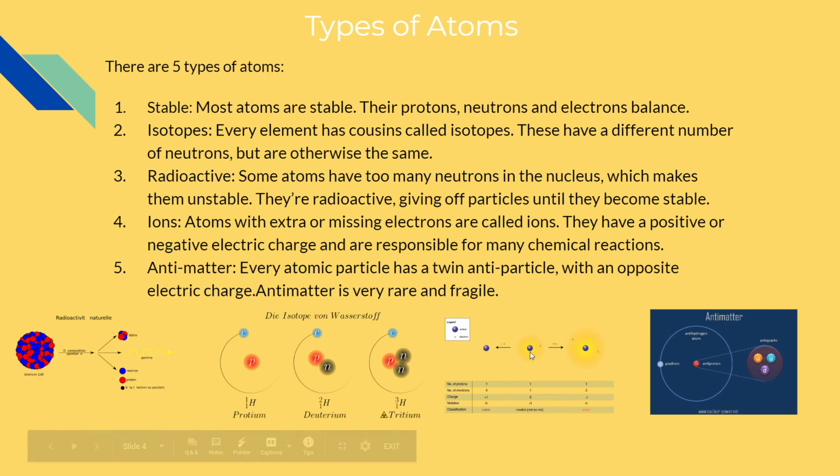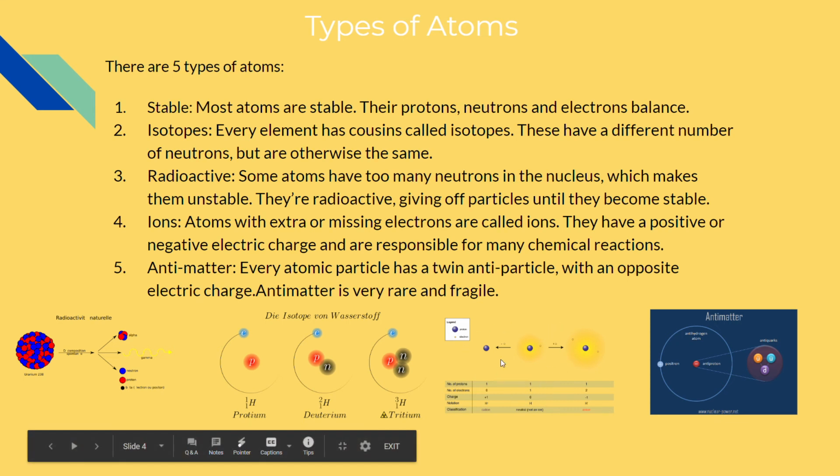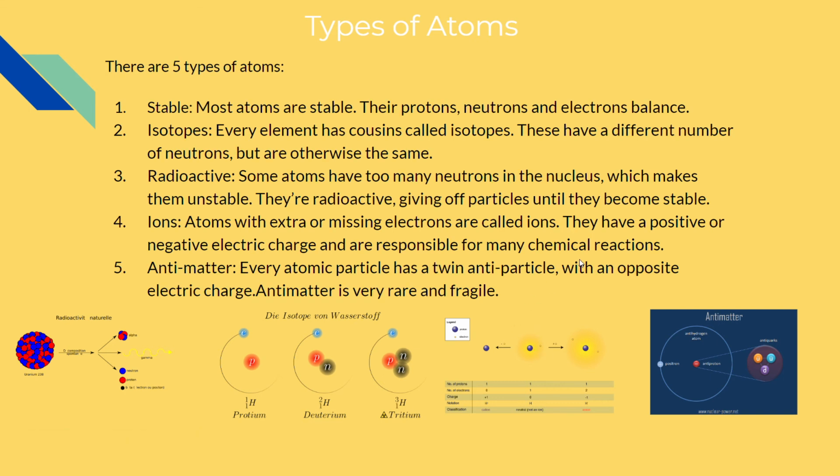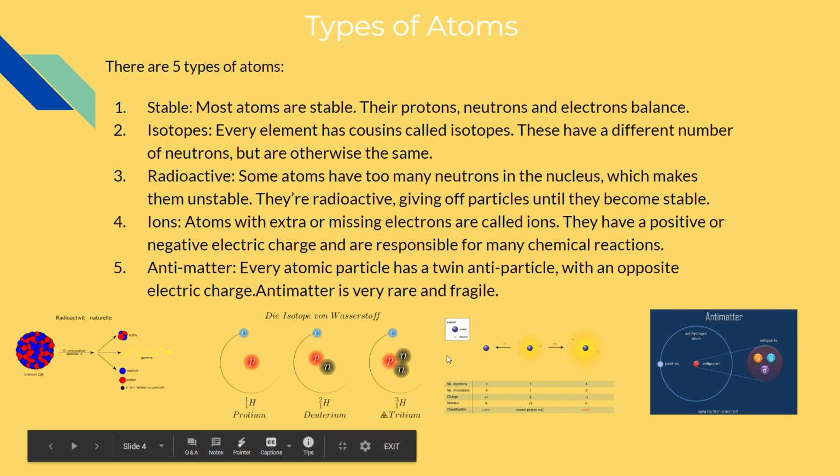Okay, so these are responsible for many chemical reactions, as electrons move from their atom to an atom which has missing electrons. Okay, and the transfer of an electron from one atom to another forms many chemical reactions.